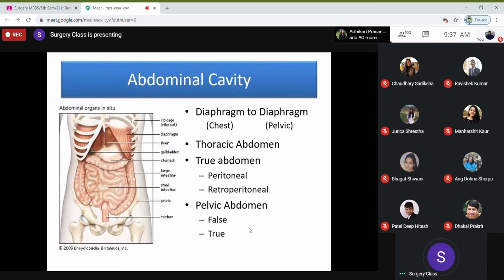So there is the thoracic abdomen, the pelvic abdomen, which is true and false pelvic abdomen, and the abdomen proper. That's how they are divided. From the thoracic diaphragm to the pelvic diaphragm, that's the true abdominal cavity as such.